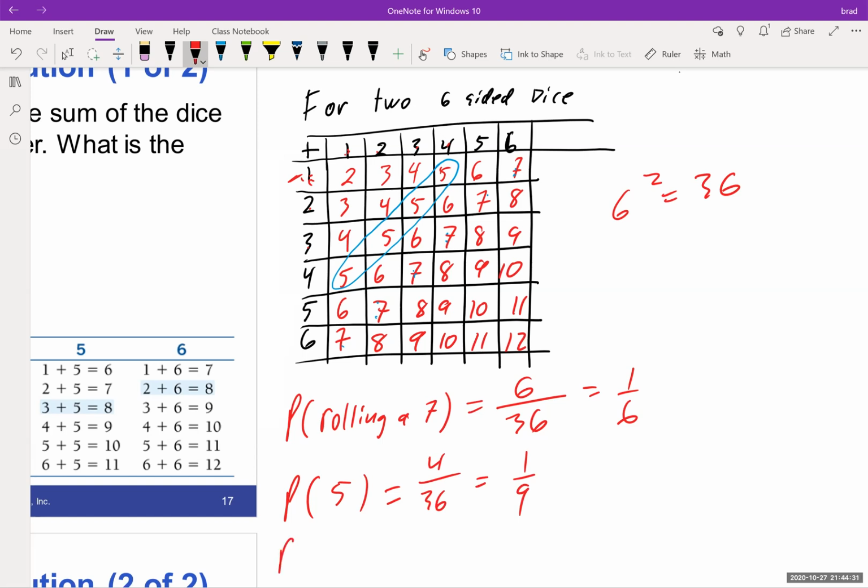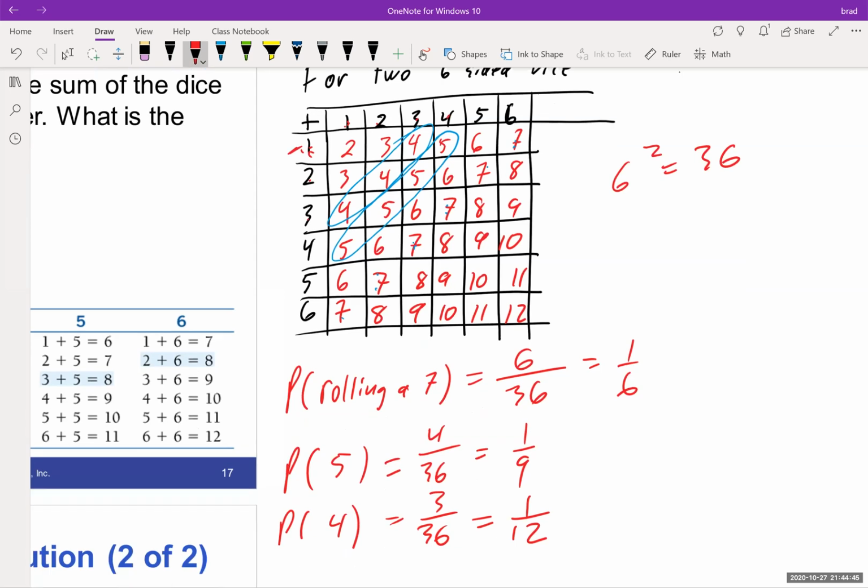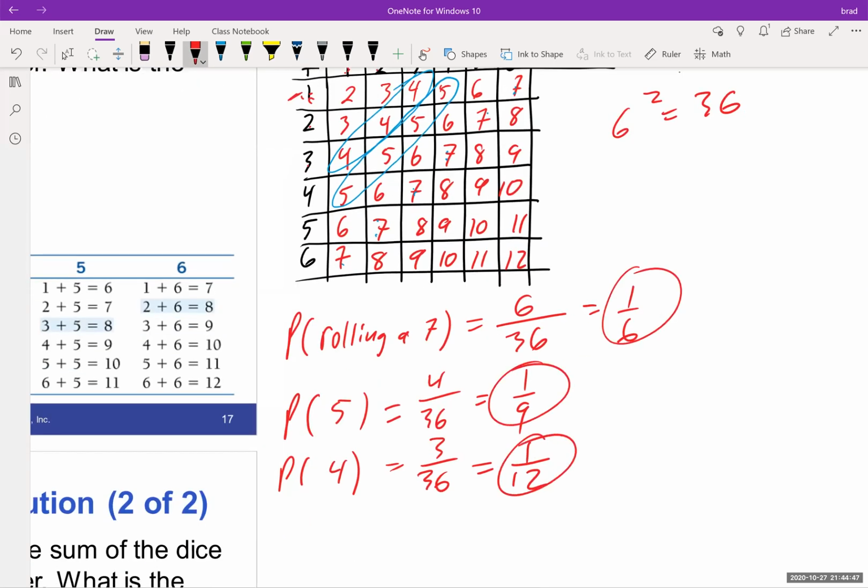Not so bad, right? What's the probability of rolling a 4? Let's go here. Here's 1, 2, 3. So we're going to say 3 out of 36, so this is 1 out of 12. Okay, so these are the probabilities of rolling these numbers on two six-sided dice. And you could do this all day because now you have this nice little setup.